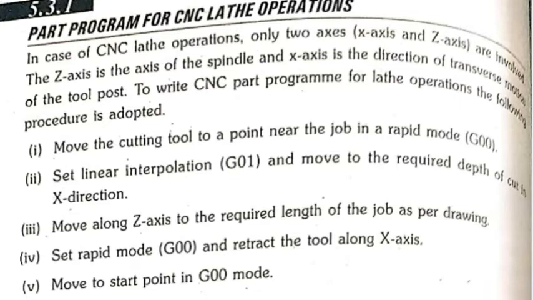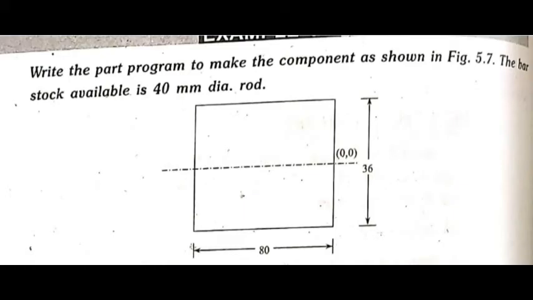Now some part program examples we'll discuss in this lecture. Observe carefully, see this figure. Write the part program to make the component as shown in the figure, and the bar stock available is a 40 mm diameter rod. This is to be machined on the CNC lathe machine to the required size.